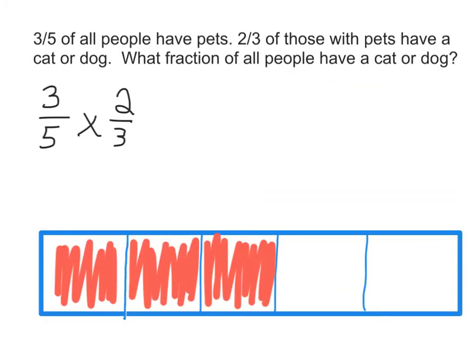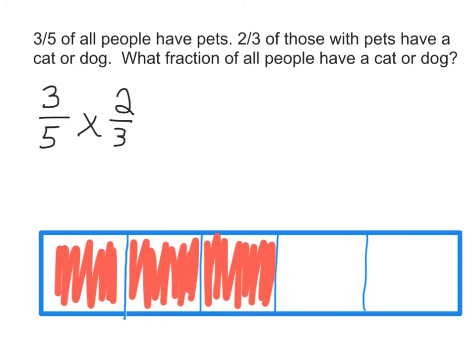So, let's go ahead and move on to today's lesson. Today's lesson, like I said, is two non-unit fractions. So, our first problem, 3/5 of all people have pets. 2/3 of those with pets have a cat or dog. What fraction of all people have a cat or dog?